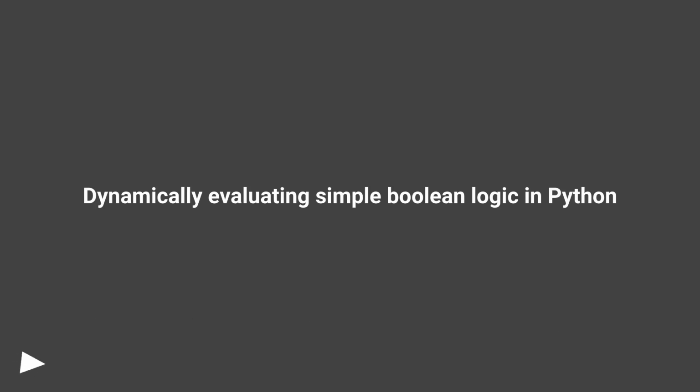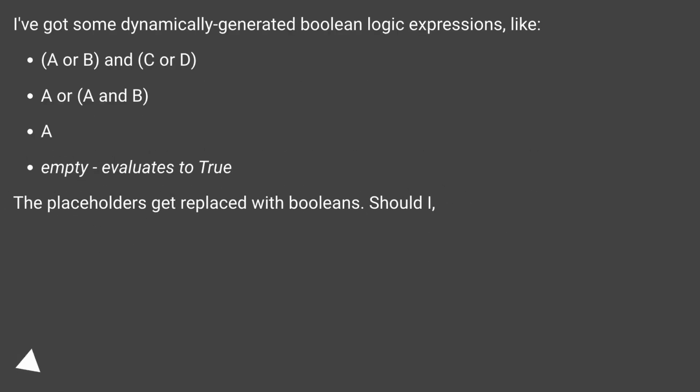Dynamically evaluating simple boolean logic in Python. I've got some dynamically generated boolean logic expressions, like A or B, and C or D, A or A and B. Empty evaluates to true. The placeholders get replaced with booleans.